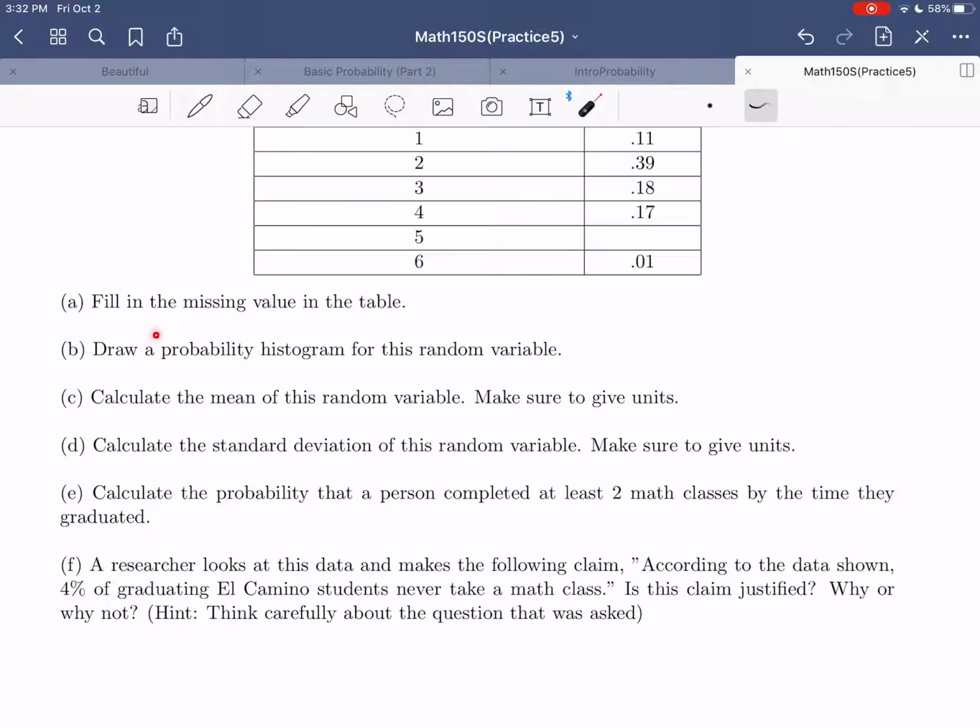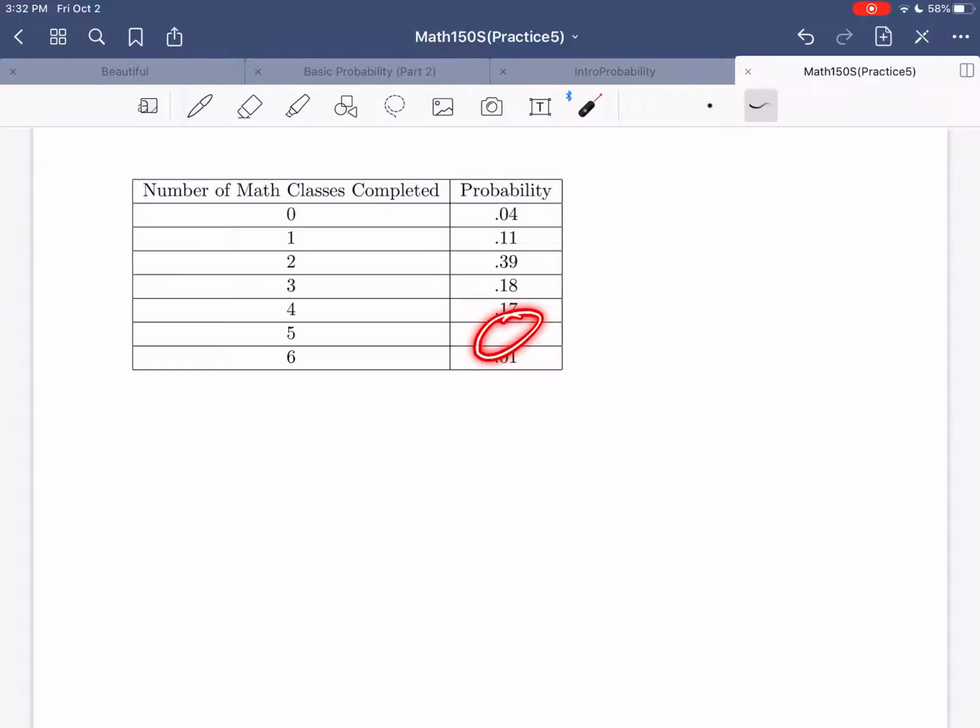We're going to end up drawing a probability histogram, calculating the mean and standard deviation, calculating a probability, etc. But we have to do one thing that's a little bit unique, which is to fill in the missing value. So let's give ourselves a fresh page and talk about how to do this. How can we find this missing value?